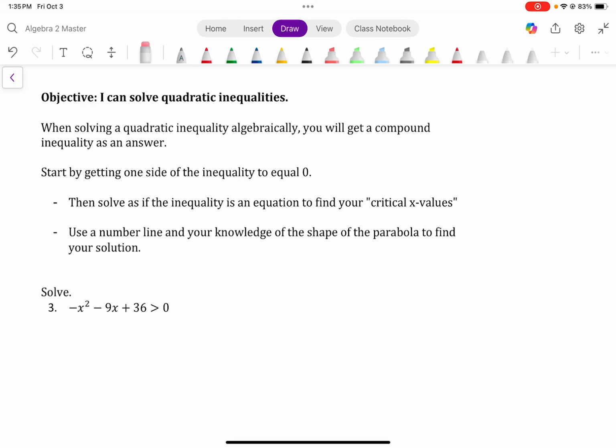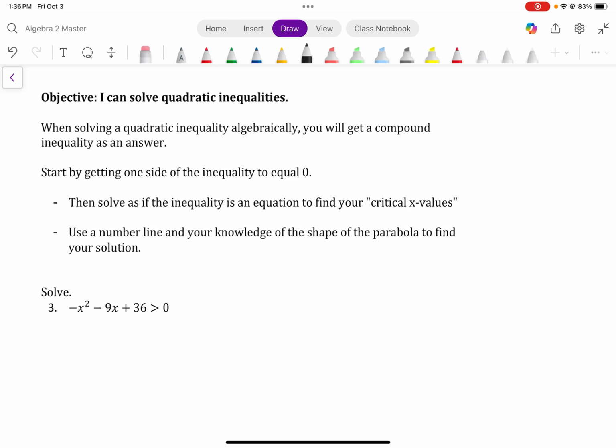In this video, we're going to talk about solving quadratic inequalities algebraically, which is a lot of syllables in a short sentence, but it's brand new. It's something you have never done before, okay? When we solve these things algebraically, we're going to get an answer that is a compound inequality.